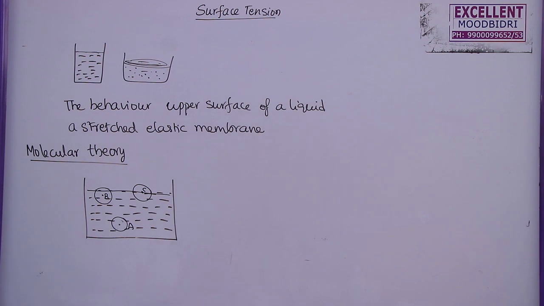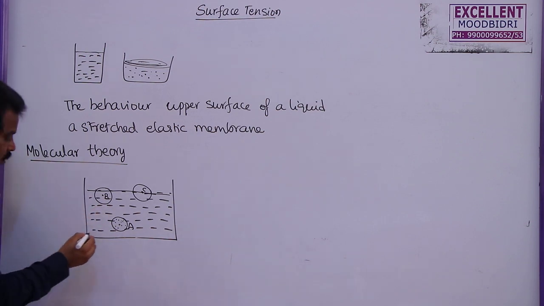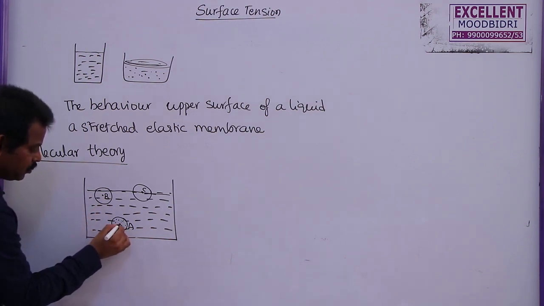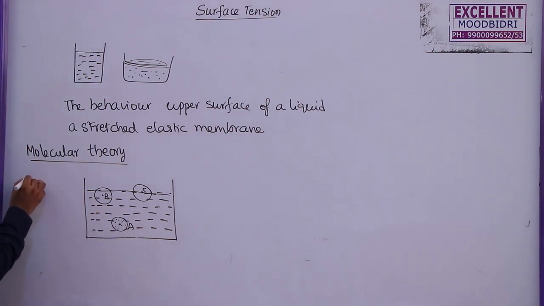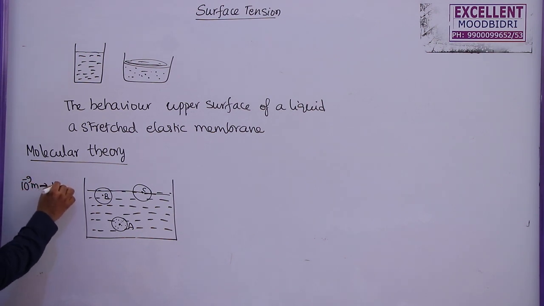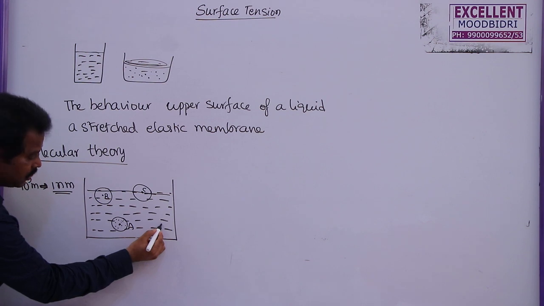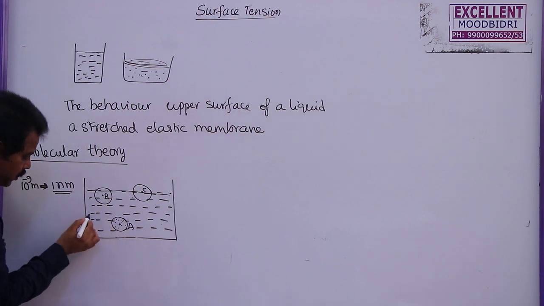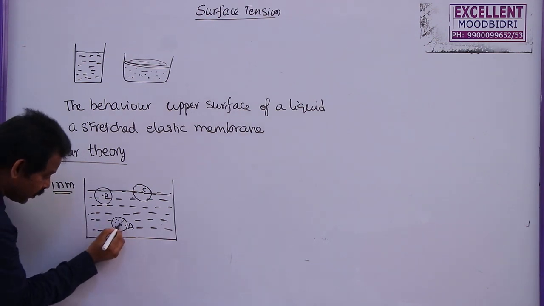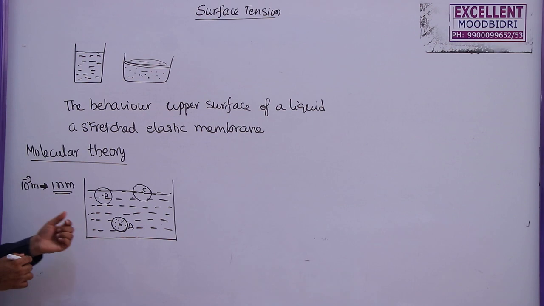You can see these molecules are surrounded by some other molecules nearer to them. It is found that there exists a force of attraction between molecule A and the nearer molecules if the distance of separation is only up to 10⁻⁹ meters. This we call 1 nanometer. So this molecule cannot attract molecules which are farther away. It can attract only the molecules in a particular range, in all directions.